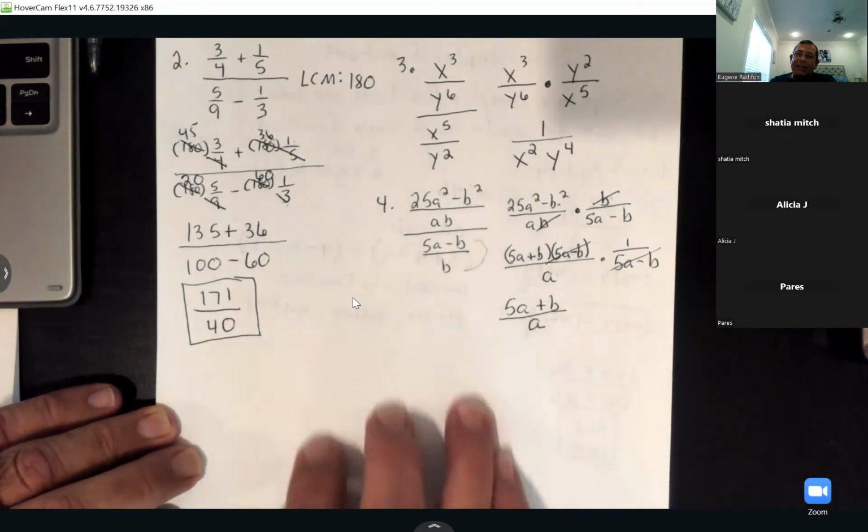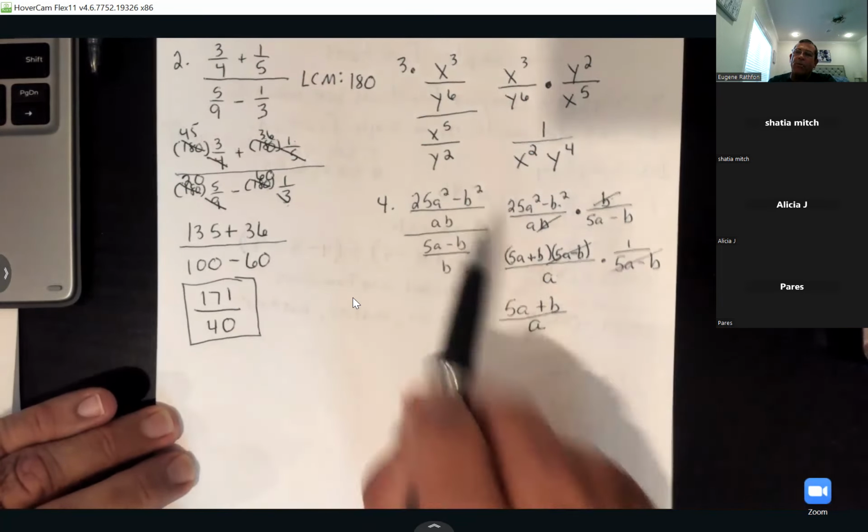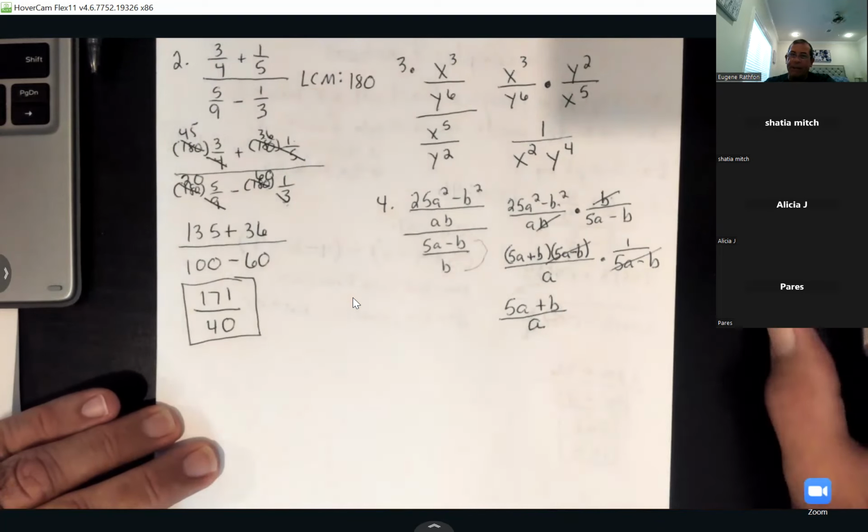You just gotta remember, when you got these a squareds and b squareds, you gotta factor those things, okay?